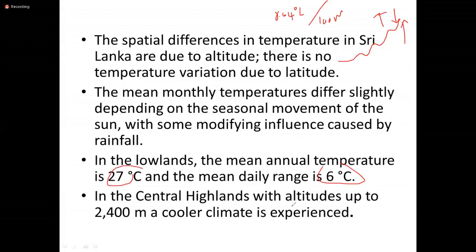In the central highlands, with altitude up to 2,400 meters, a cooler climate is experienced, right? 2,400 meters is the highest elevation, the peak point. But if you go about 2,400 meters, then you can feel the chilling, cooling effect, right?